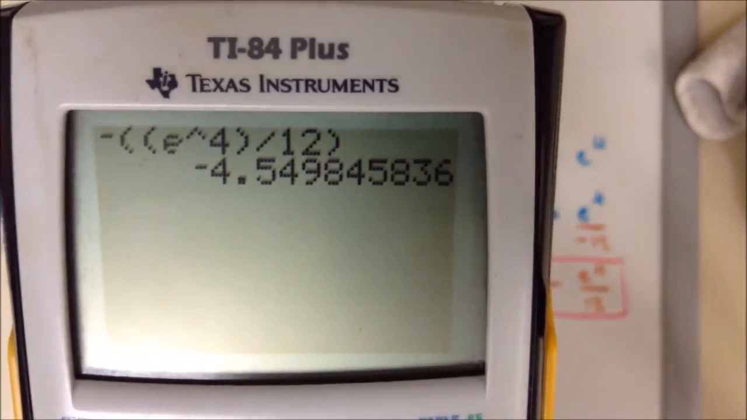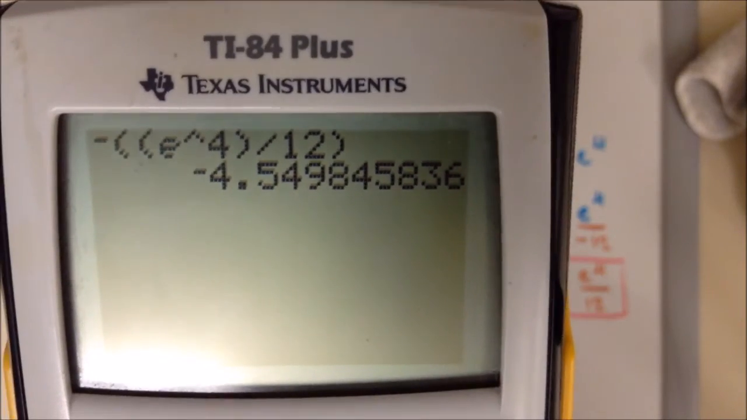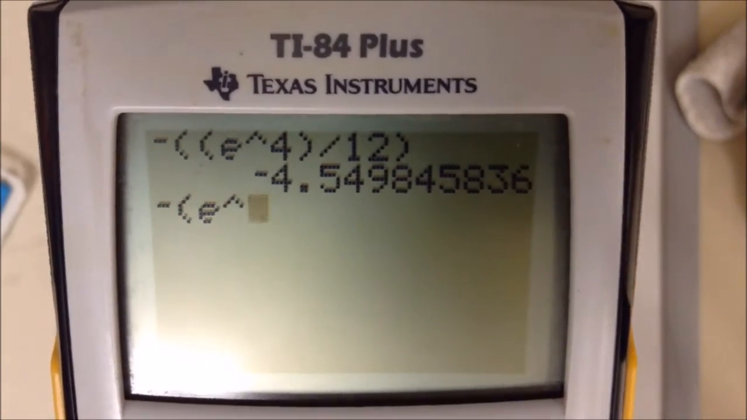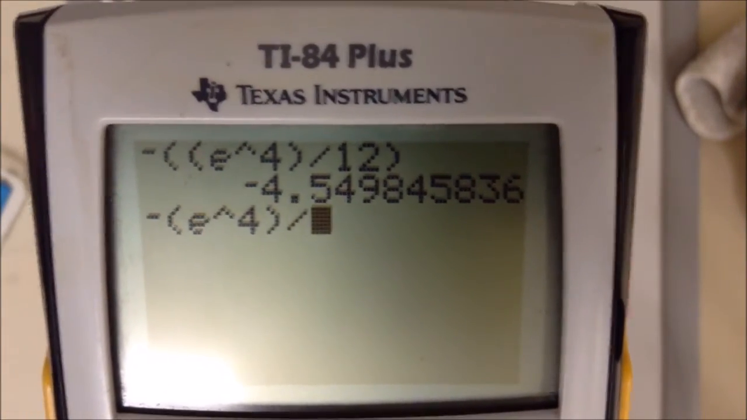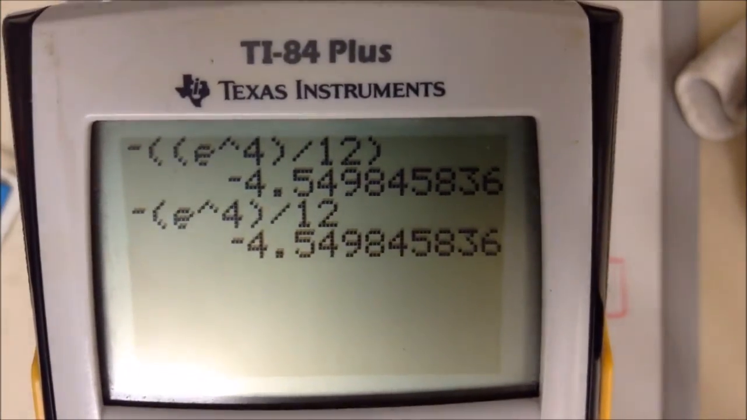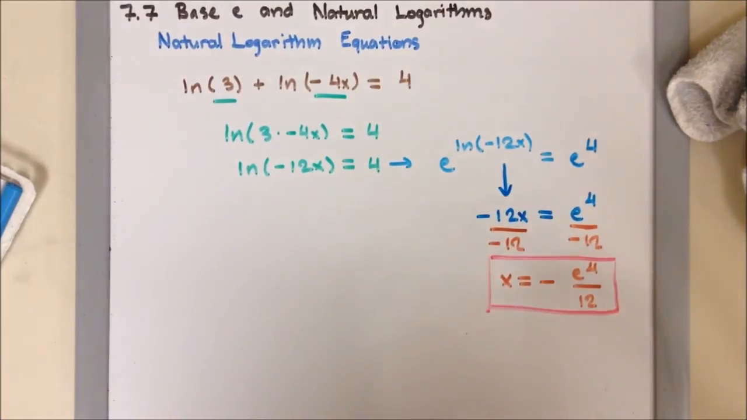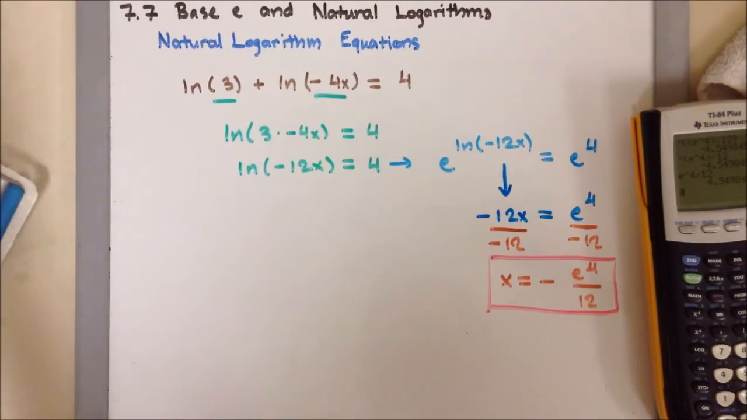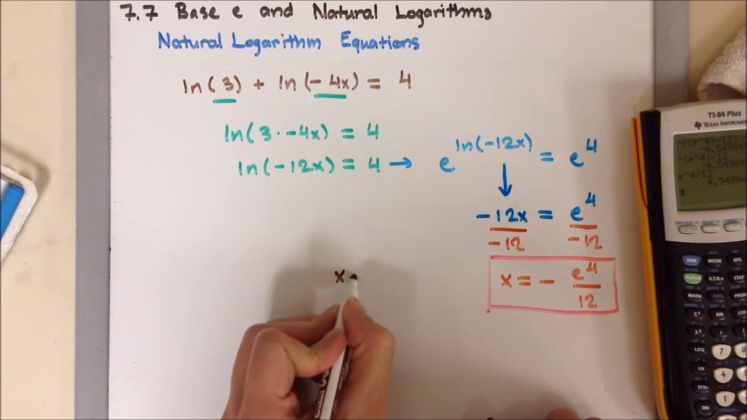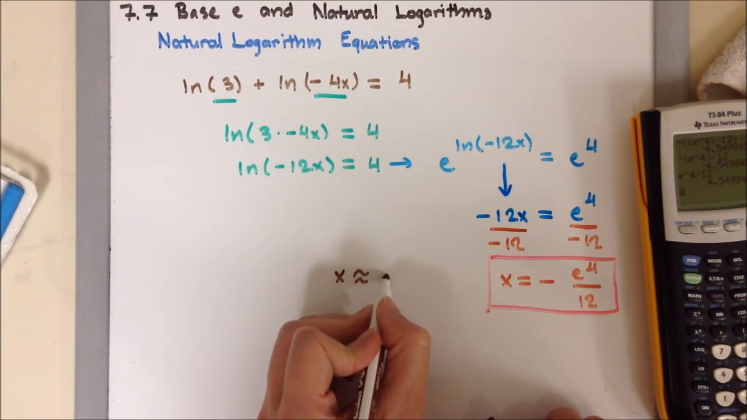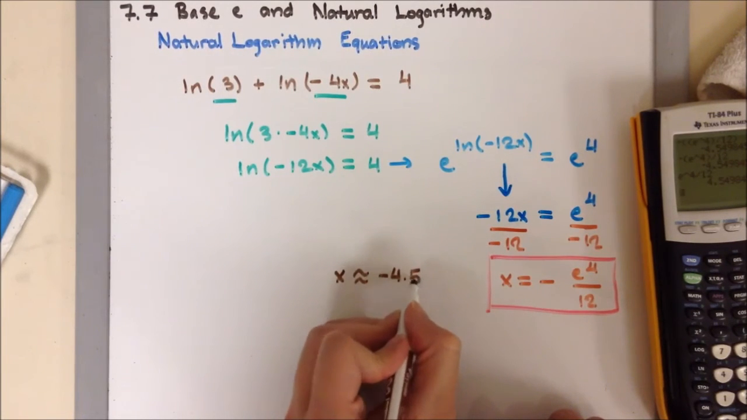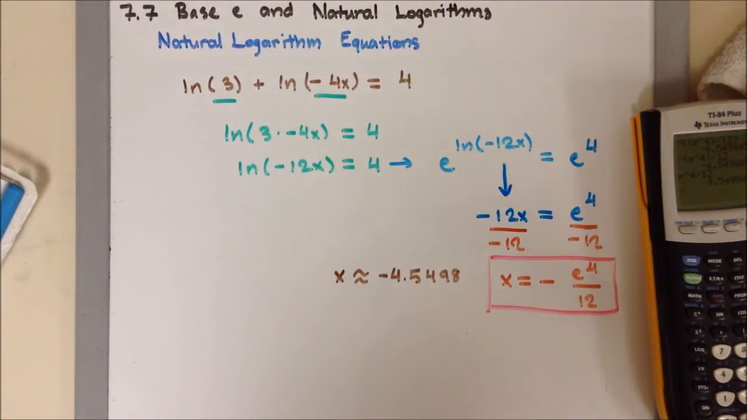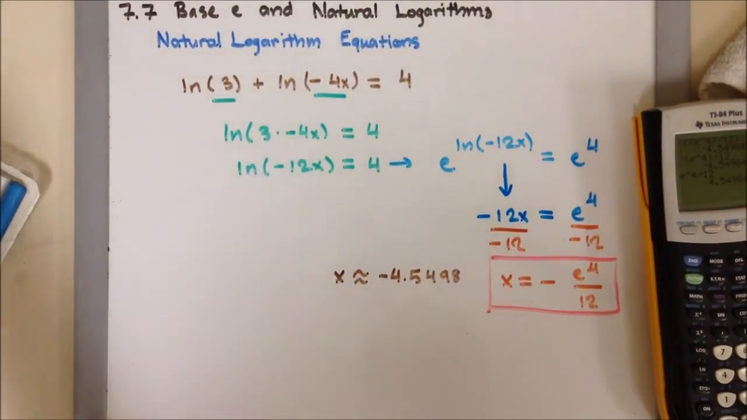Now, if you don't want to work with too many parentheses, which is fine, negative parenthesis, input the e constant, raise it to the 4th power, close parenthesis, then divide the whole thing by 12, and I'll get the same answer. So, let's write out the decimal value. x is approximately negative 4.5498. So that would be the decimal answer if you're asked to find the decimal value.